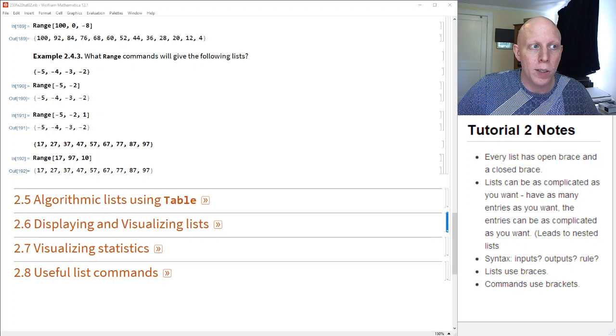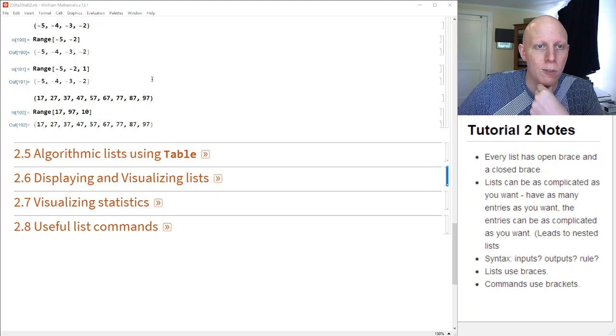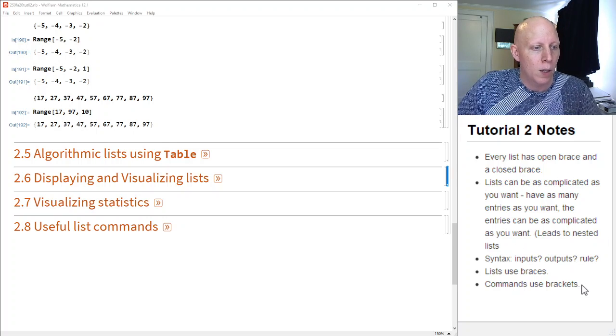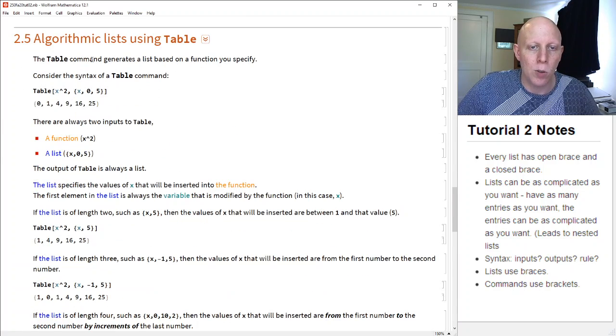Alright, so we are back, starting again. The tutorial 2, second part. What we are going to talk about now is another way to create a list. This is a command that you are going to be using very often, so it's important to learn how to use it correctly. So what command is it? It's the Table command.